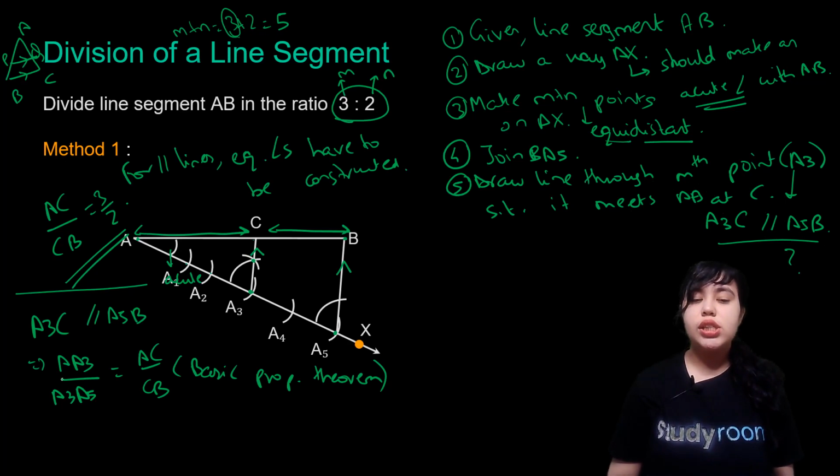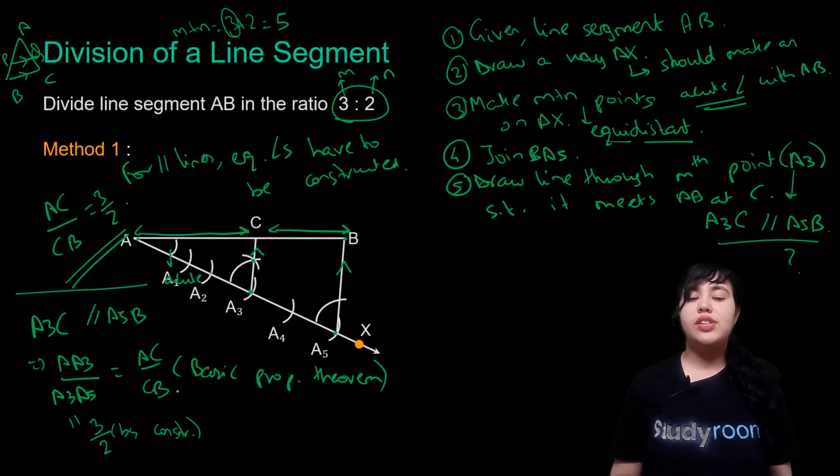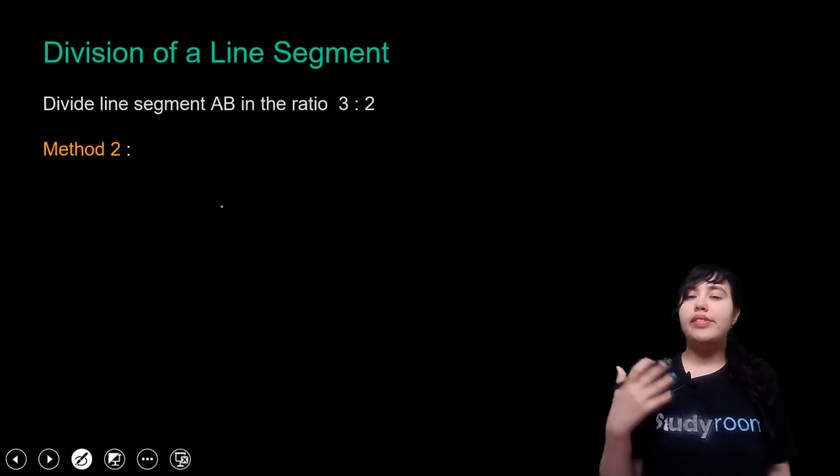Now by construction itself, we know that AA3 upon A3A5 is equal to 3 by 2. We know this because we have constructed this. So by construction, this is the case. Therefore, by the basic proportionality theorem, we can say AC by CB is 3 by 2. Hence, we can say that C is dividing this line segment AB in the ratio of 3:2. AC is 3, CB is 2 units. Then there's an alternative method to this.